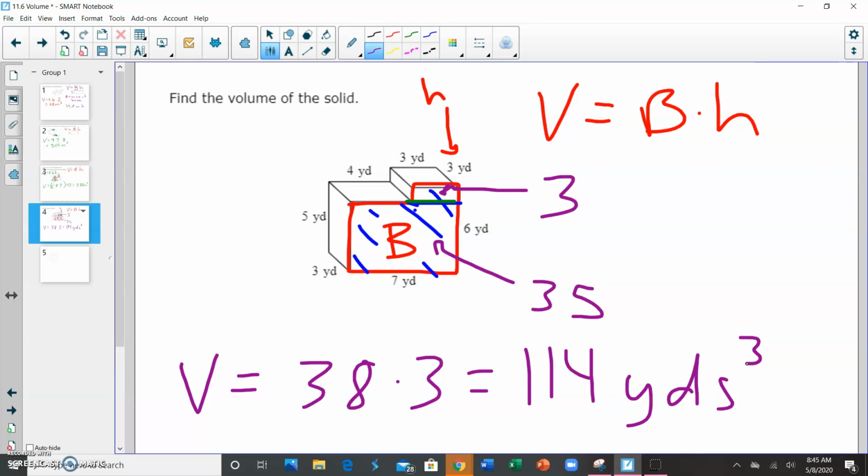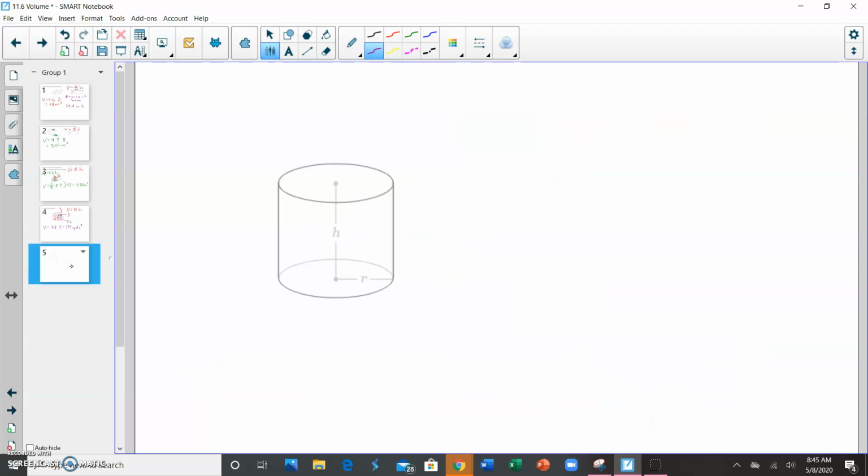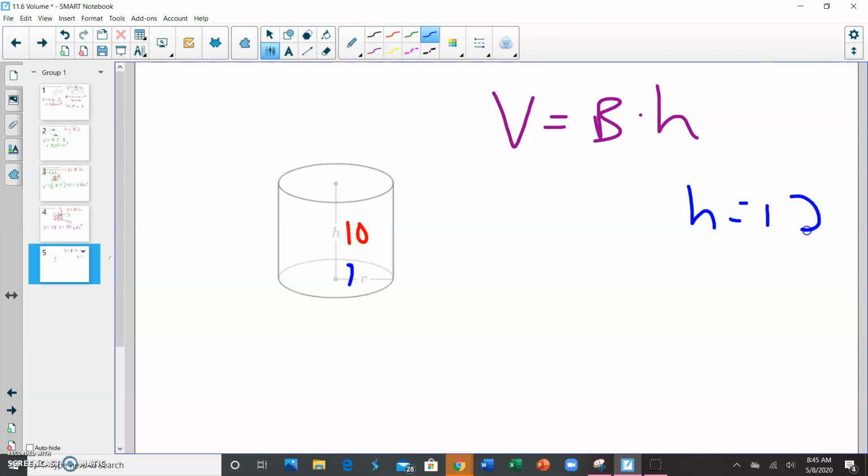All right, last one. Crazy fast. This one is the same thing. The volume of this is still the area of the base times the height. So I've got to put dimensions in here. I'm going to make this dimension, I don't know, 10, and I'm going to make this dimension, the radius, 7. So the height is equal to 10, and the radius is equal to 7.